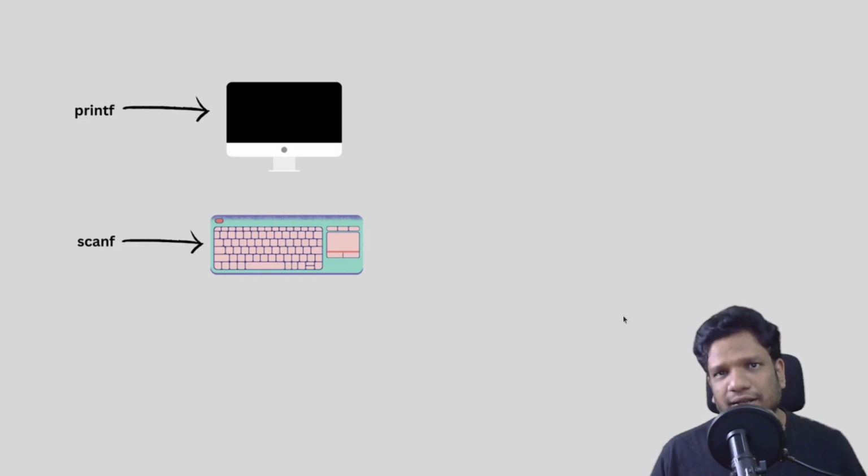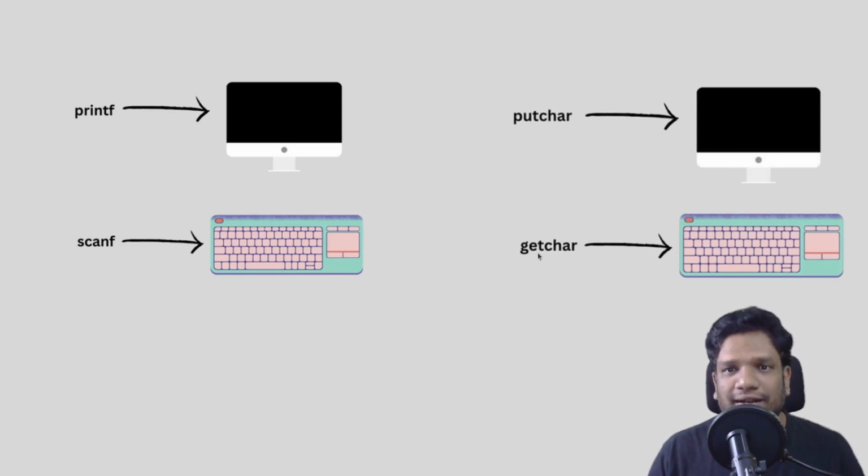If you are watching this video, you might have already solved certain problems in C language, so we are very much familiar with printf and scanf. Printf normally points to the monitor or screen, the standard output, and scanf always points to the keyboard. Similarly, we have putchar and getchar. Putchar always points to the screen, standard output, and getchar always points to the keyboard.